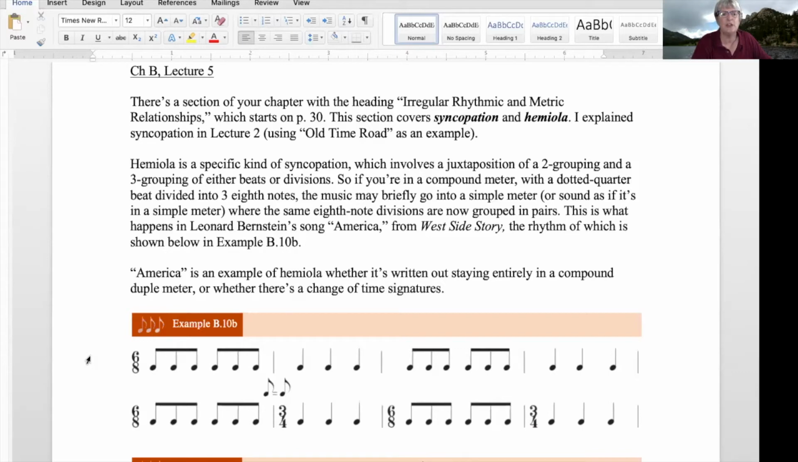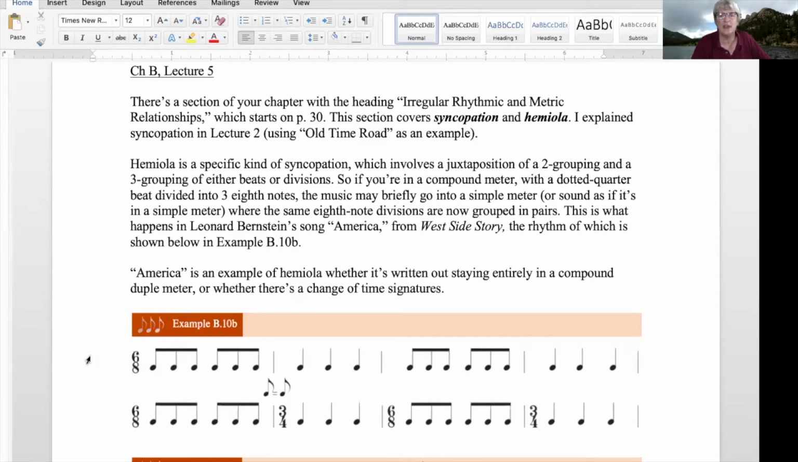I explained syncopation in lecture 2 using Old Time Road as an example. You might want to refer back to that, and if you have questions, please let me know. Now, hemiola is a specific kind of syncopation.